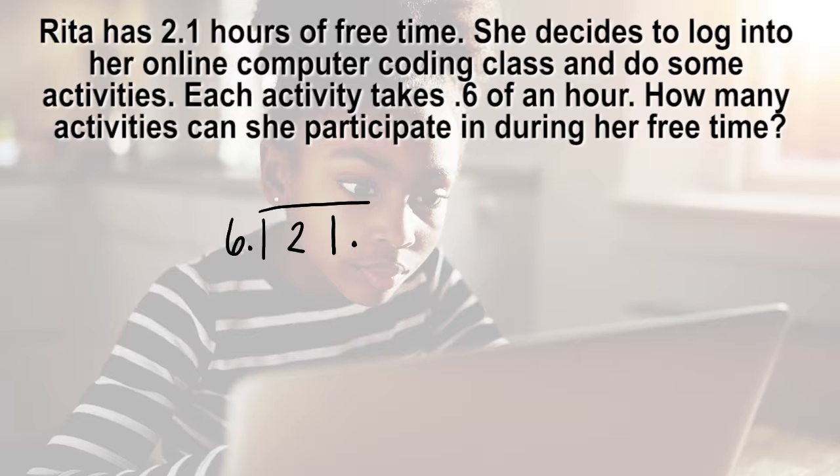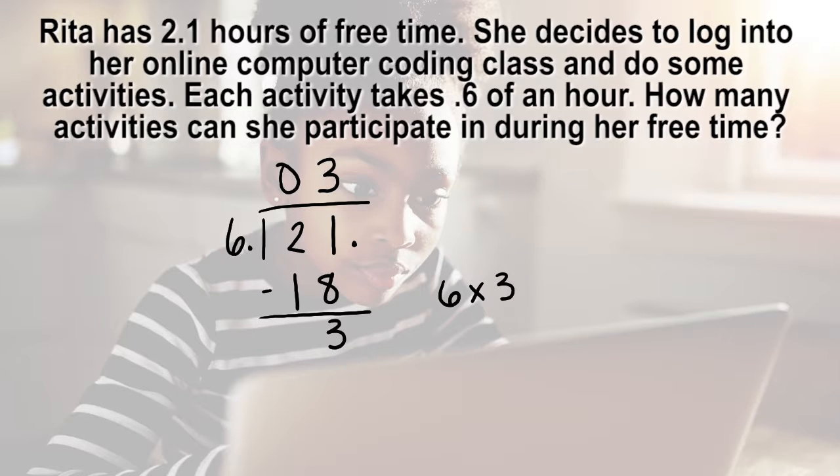Start with the tens place. 6 times how many tens equals 21? The answer is 0. Record the 0 in the tens place of the quotient. Move on to the ones. 6 times how many ones equals 21? 3. Record the 3 in the ones place of the quotient. 3 groups multiplied by 6 is 18. Subtract the 18 from the dividend 21. There are 3 left to be shared.